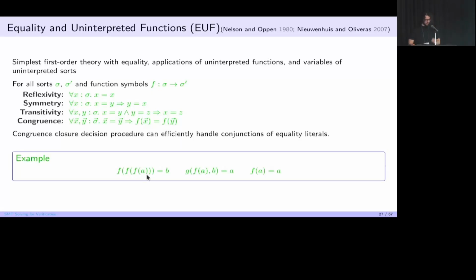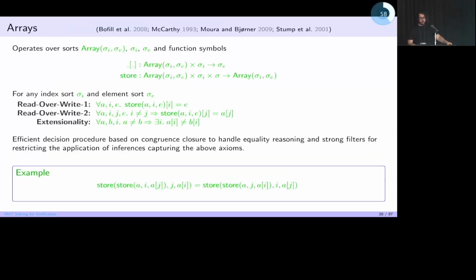So coming back here, we're talking about EUF, and now there are many other theories, as I mentioned. Another important theory is the theory of arrays. It's really a theory of maps, the idea being to represent symbols that behave as arrays that you can model like this.